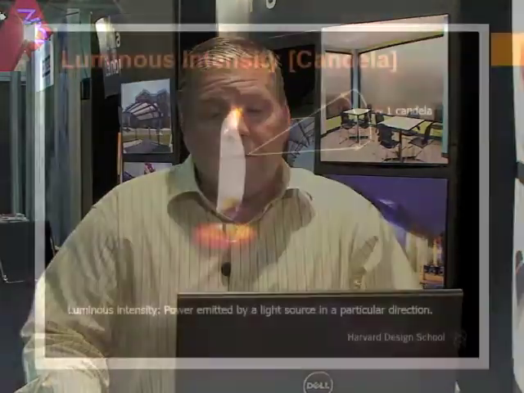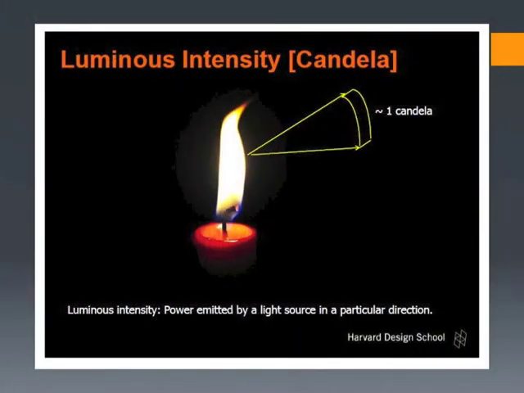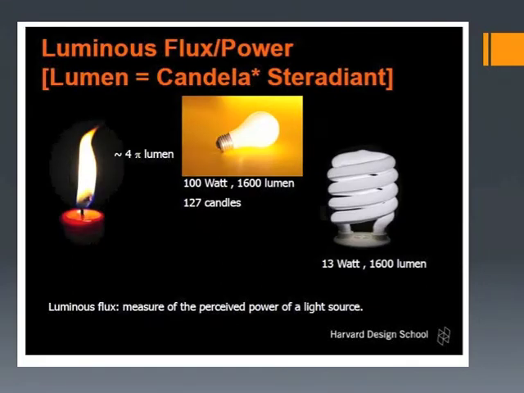So a candle weight or candle power equals 1 candela as far as units go. How does that translate into lumens? A candle is about 4 lumens. A regular 100-watt light bulb is about 1,600 lumens, and a 13-watt fluorescent bulb is the same 1,600 lumens.